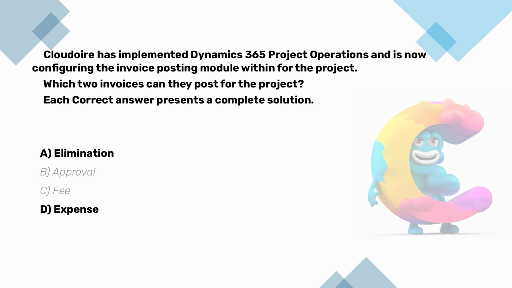Elimination. This step involves removing adjustments or changes that are no longer relevant to the project before posting the final invoice. Expense. The first expense is posted after approval, reflecting the initial time and material costs. After elimination, another expense is posted to show the adjusted costs.